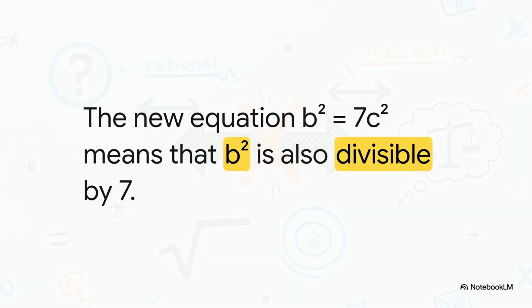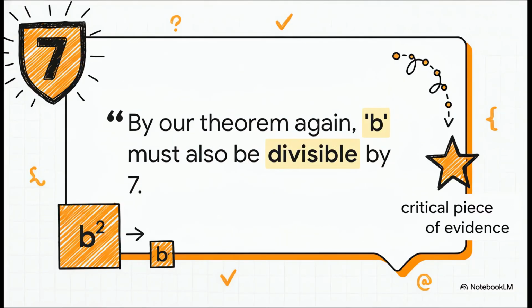And would you look at that? It's the exact same situation all over again, but this time it's for b. This new equation clearly shows that b squared is equal to 7 times something. So that means b squared must also be divisible by 7. So you know what that means. We get to use our theorem a second time. If the prime number 7 divides b squared, then it has to divide b as well. And with that, we've just uncovered our final critical piece of evidence.